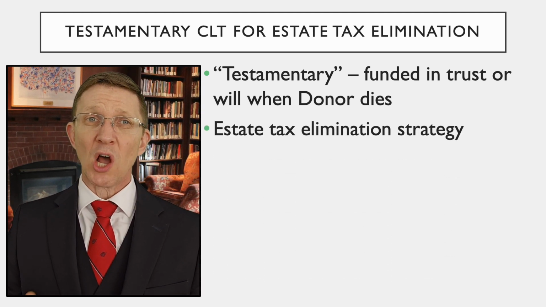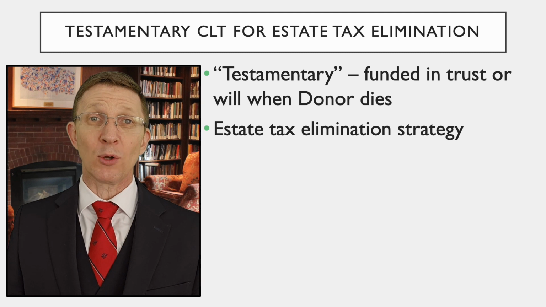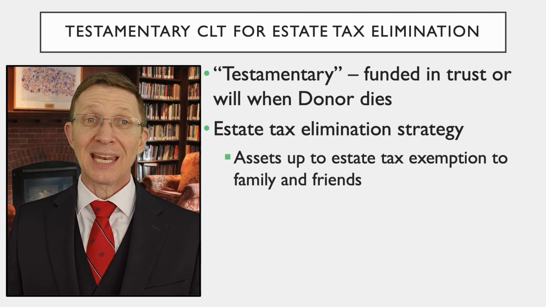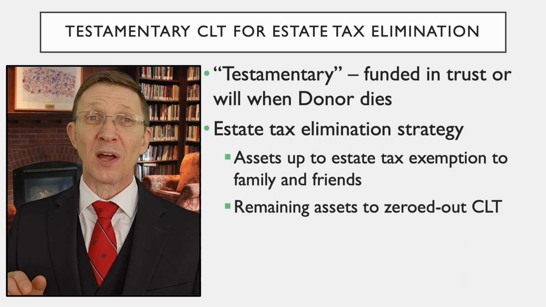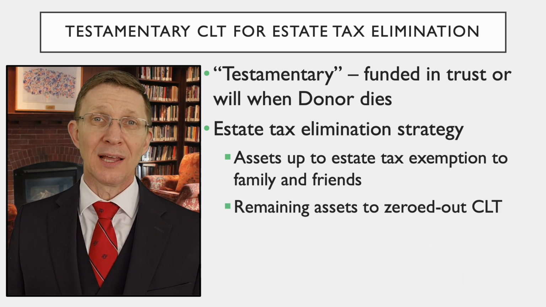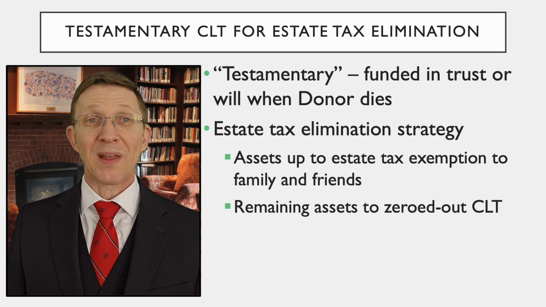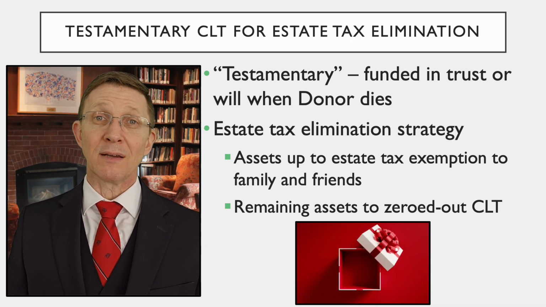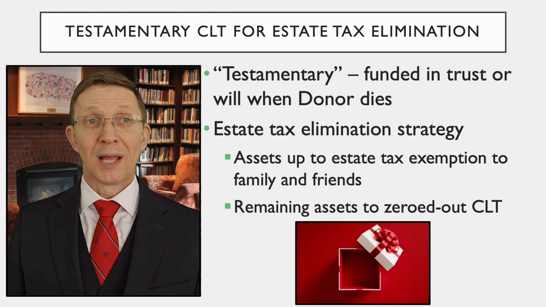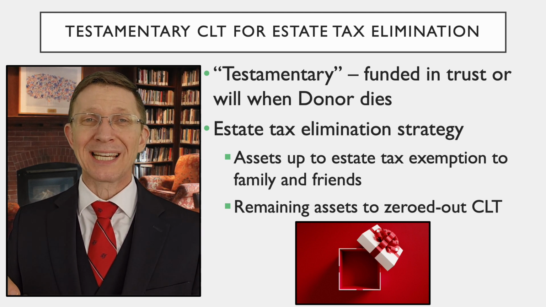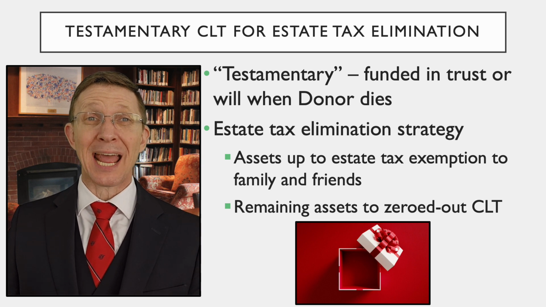First, the donor leaves all assets to the donor's family or friends up to the donor's estate tax exemption amount. Then, any remaining amounts fund a zeroed-out CLT that names the donor's family as remainder beneficiaries. The donor's family may receive nothing at the end of the CLT term, or they may receive a tax-free windfall. Either way, the donor's plan completely eliminated estate taxes.